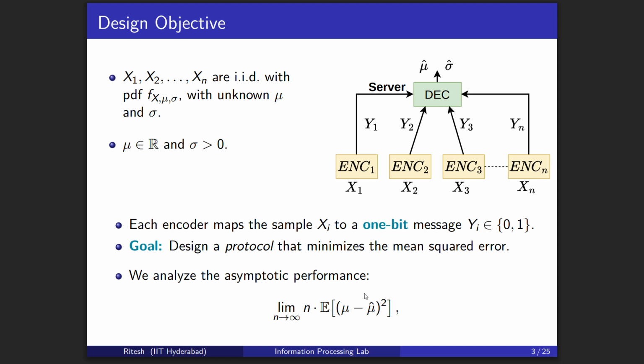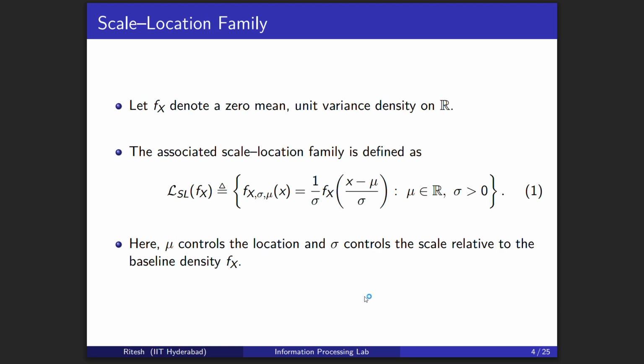So in this work, let me briefly summarize our main contribution. But before that, let me define the scale-location family. Let f_X denote a zero-mean, unit-variance density on R, and the associated scale-location family can be defined using equation 1. Here mu controls the location and sigma controls the scale relative to the baseline density. So we can control scale and location. That's why altogether we are referring to this density function as a scale-location family.